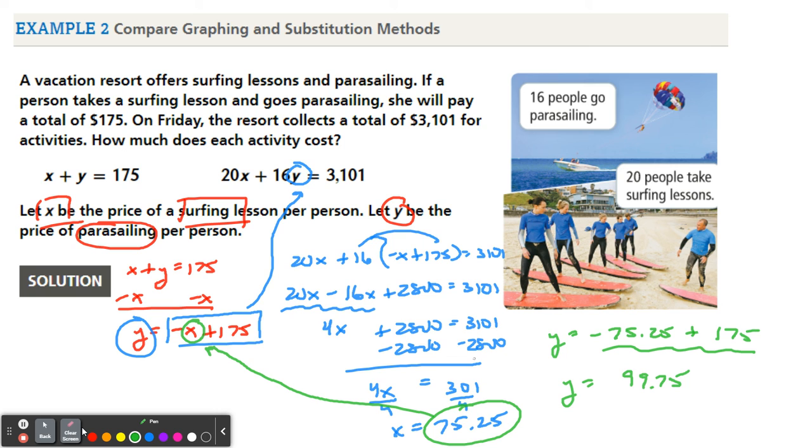So how much does it cost to do each activity? Your final answer would be something like this, right? So you'd say surfing, which is the x, is $75.25, and parasailing, which is your y, is $99.75, and that would be your final answer, right? The x and y.